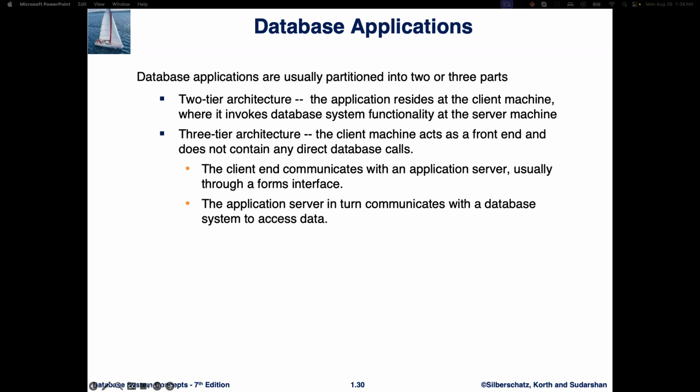The client layer: the client acts as a front end, often using forms or the interface of a web browser. It does not directly call the database, but instead communicates with the application server. Application server layer: this middle layer contains the application logic and business rules. It processes requests from the client, performs any necessary computations or logic, and then interacts with the database system to retrieve or update data. Finally, the database layer. The database system stores and manages the data. It communicates with the application server to fulfill data requests.